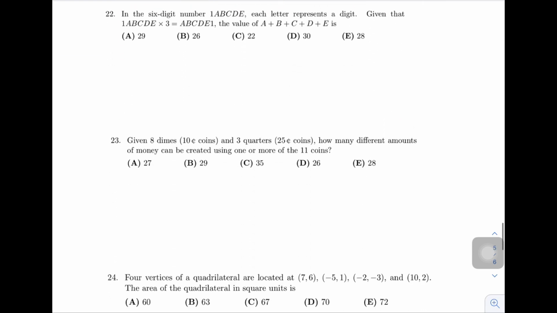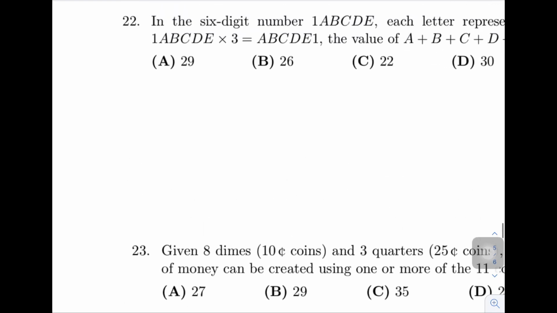Question 22. In the 6-digit number 1ABCDE, each letter represents a digit. Given that 1ABCDE times 3 equals ABCDE1, the value of A plus B plus C plus D plus E is... So for this question, we're going to lay it out so that it's easier for us. So 1, A, B, C, D, E times 3 gives you A, B, C, D, E, 1.